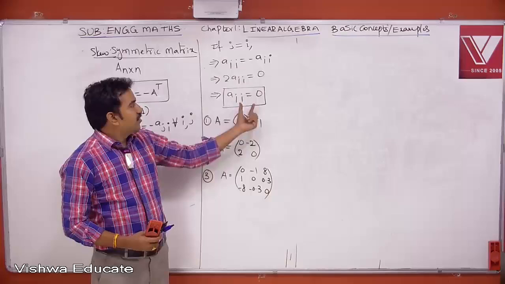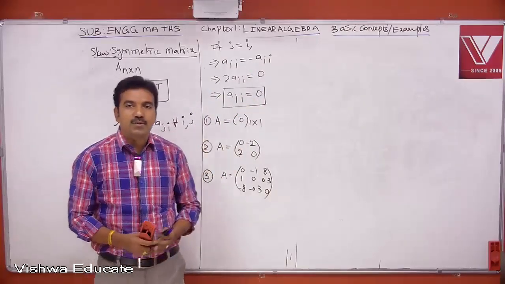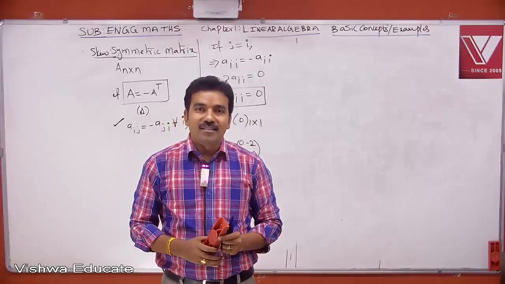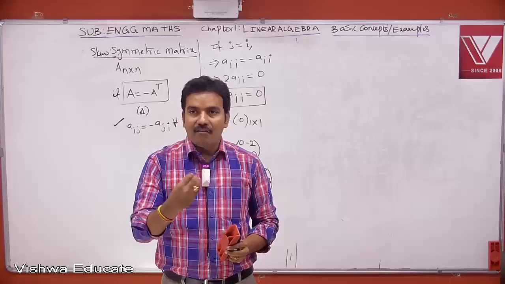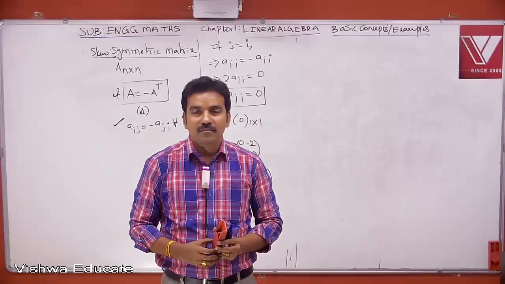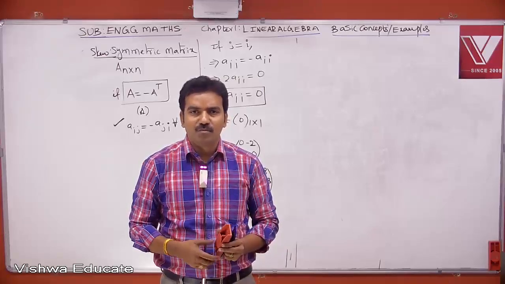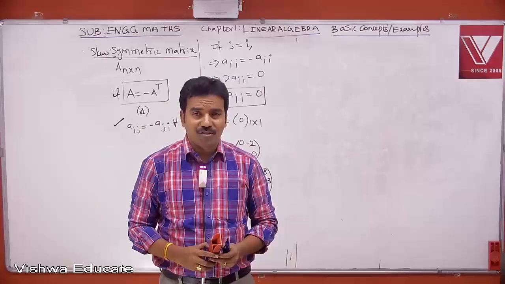Now let us discuss the converse of this statement. Just now we proved that if something is skew symmetric, all elements along the diagonal are 0. What is its converse? Converse means the reverse of a statement. I will give you one simple example. If a student studies well, then he or she gets good marks. That is the general statement.